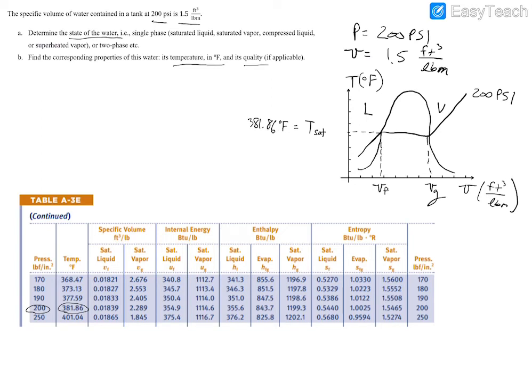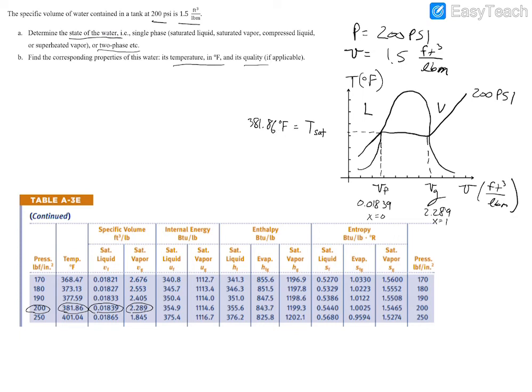And next we have the saturated liquid specific volume. We can write that in underneath. We'll have 0.01839 for the saturated liquid, and the saturated vapor is going to be 2.289. And of course that would be at the x equals 0, and this would be at the x equals 1. Now notice that we're given 1.5 feet cubed per pound mass, so that would actually be in between the saturated liquid and the saturated vapor region, because 1.5 is between these two numbers here.